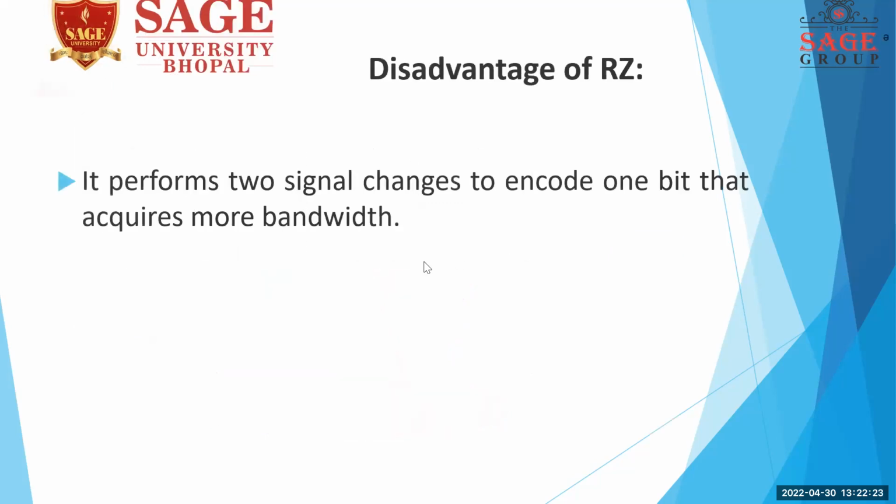And what is the disadvantage of RZ? The disadvantage of RZ is that it performs two signal changes to encode one bit, which requires more bandwidth. We need a lot more bandwidth for this RZ, and this is the disadvantage. So we will again meet in part 3 of signal encoding.